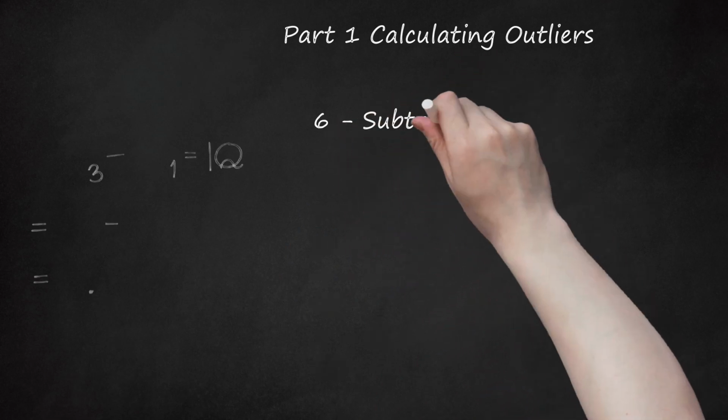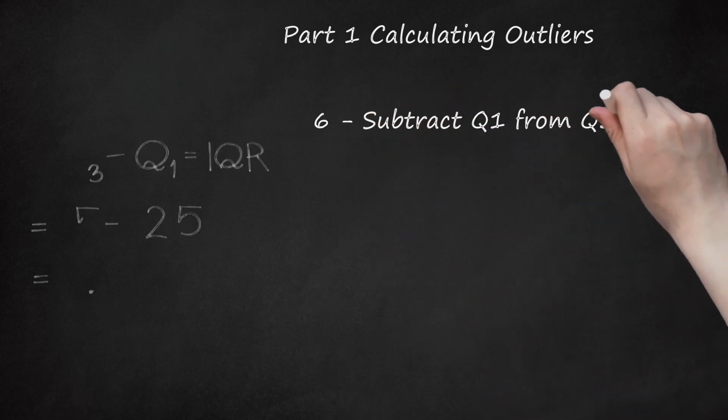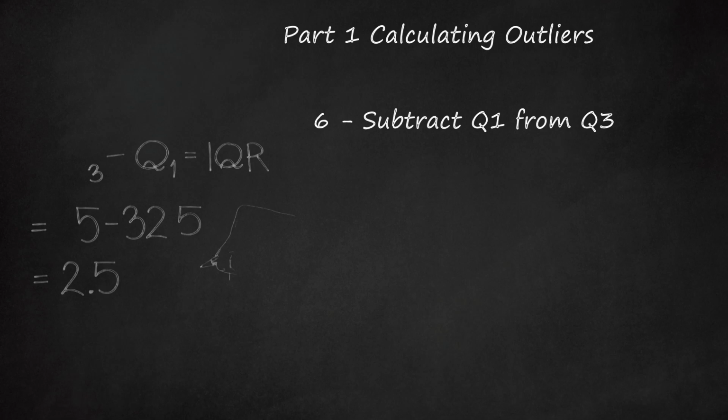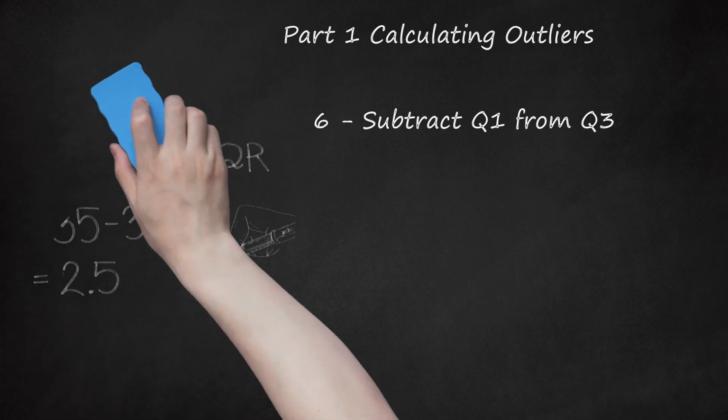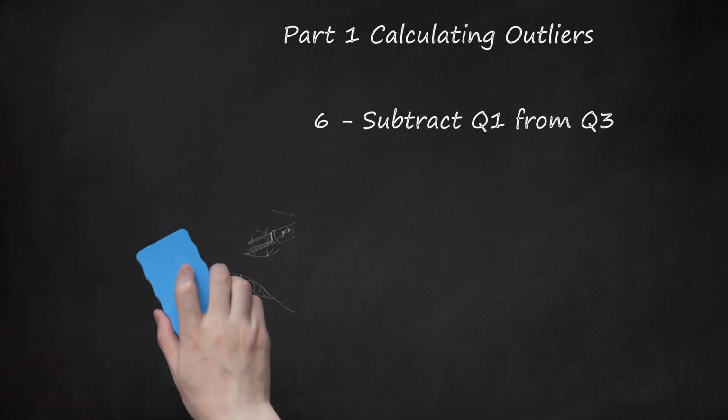6. Subtract Q1 from Q3. This number is the interquartile range, IQR. Q3 minus Q1 equals IQR. 35 minus 32.5 equals 2.5. IQR equals 2.5.